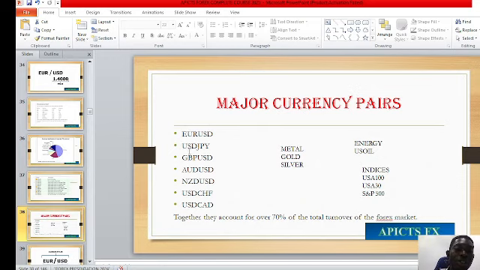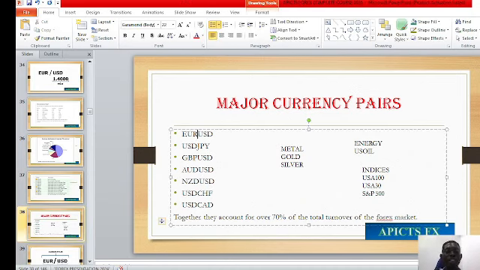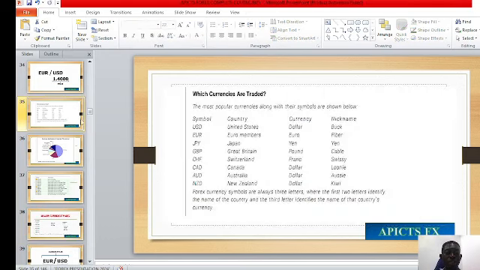Then we have the AUD USD, Australian dollar versus USD. Then we have the New Zealand dollar versus USD. You have the USD CHF. All of these currencies are always in pairs, like I was explaining to you yesterday. This is euro. Then this is United States dollar. This is how they go. You have the most popular. You have the symbol, the country, the currency, the nickname.